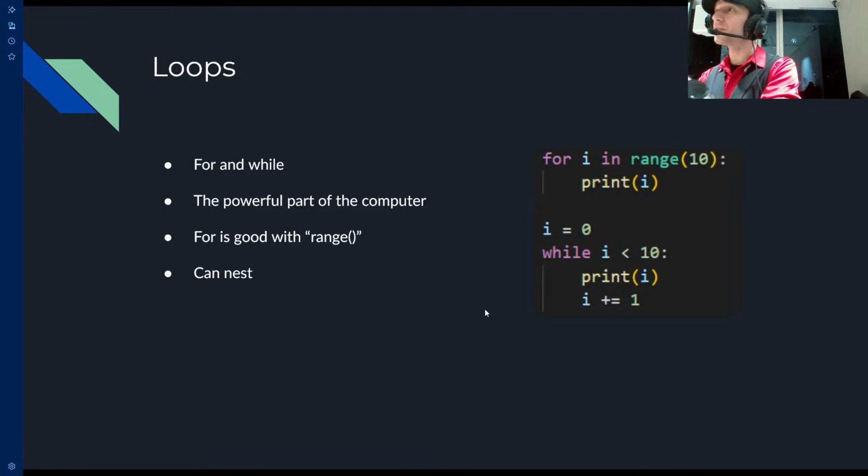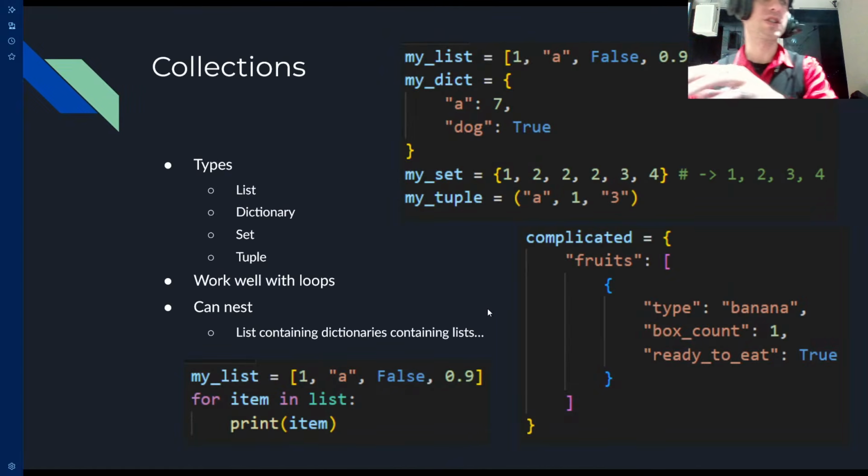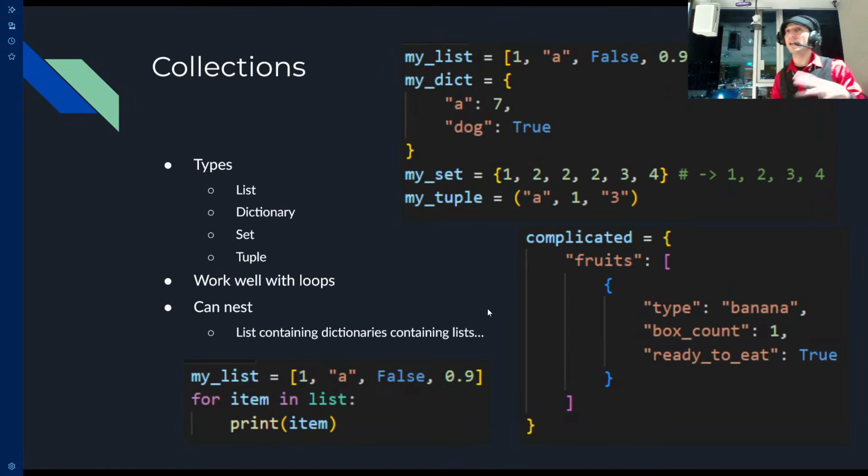There's more about loops, but in order to understand more about loops, I have to teach you about collections. Okay? Collections are how you store many values into one variable. Okay? So there are 4 main types of collections. Okay? There's list, dictionary, set, and tuple.